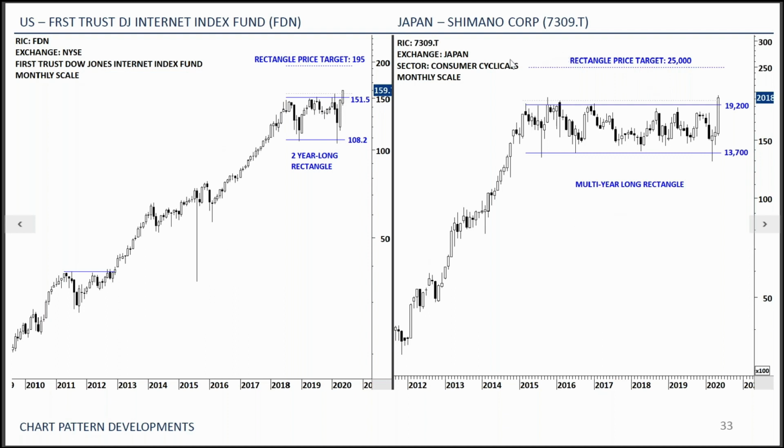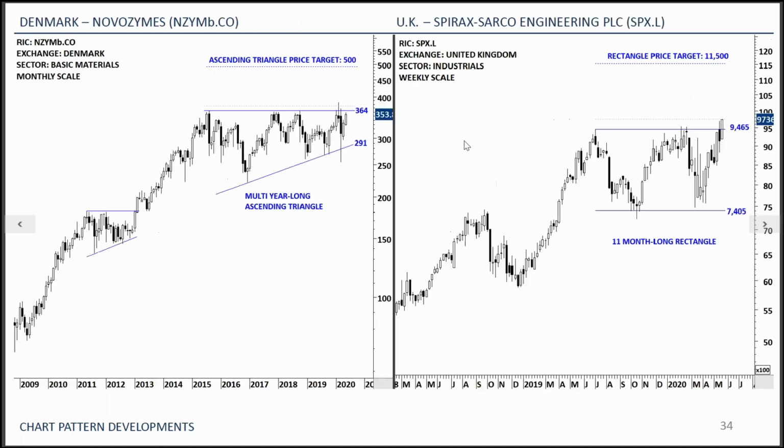Similarly, we have seen a breakout confirmation on this Japanese company, Shimano Corporation. Now you're probably hearing a lot about the electric bikes and that industry. So these guys might be involved. I'm not following the fundamentals, but probably there might be a story around it. It's a multi-year long rectangle, several tests of chart pattern boundary, and this is a strong monthly candle that is breaking out to all-time highs. So this is a long-term opportunity that I'm looking at.